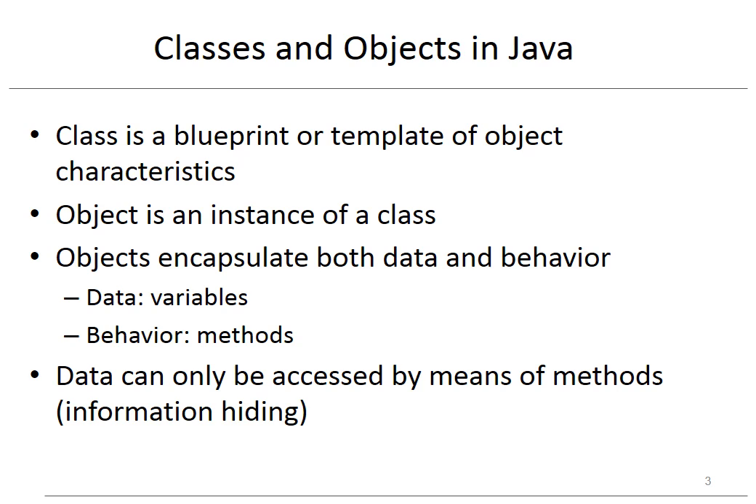A class is a blueprint or template of object characteristics. Vice versa, an object is an instance of a class. Let's illustrate this with a brief example. Consider a class instructor. This class describes all the characteristics of an instructor. Think about the name, birth date, address, courses taught, etc.